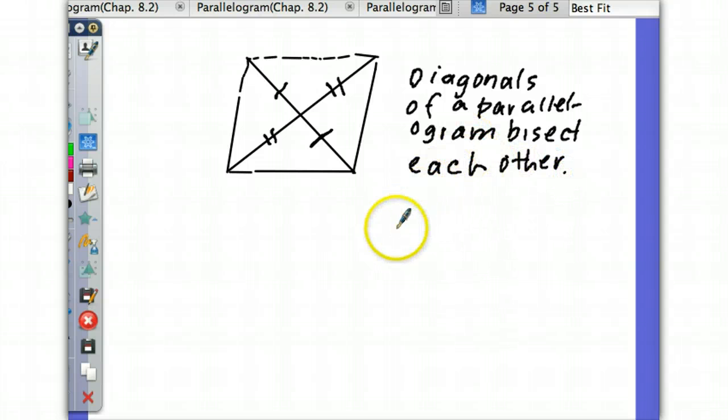All right? I want to go ahead and go to a worksheet with you right now, and I think maybe I'll stop this here.